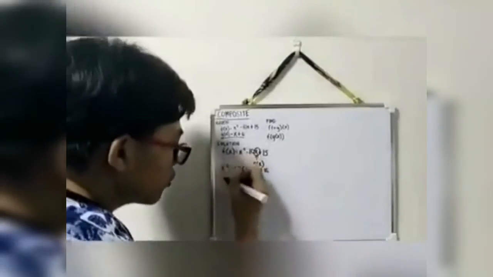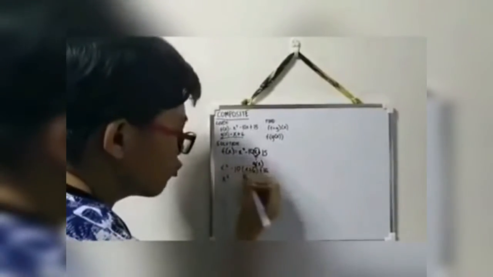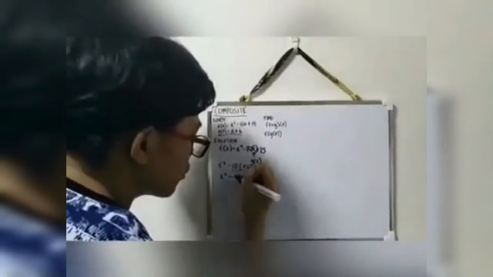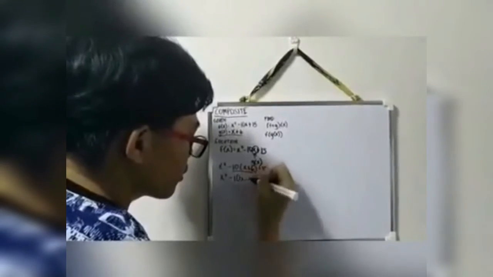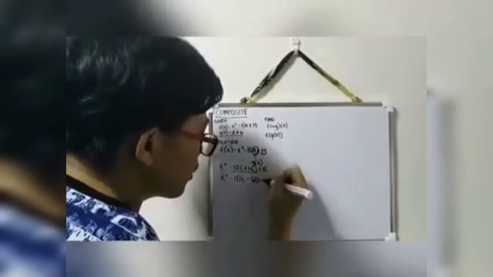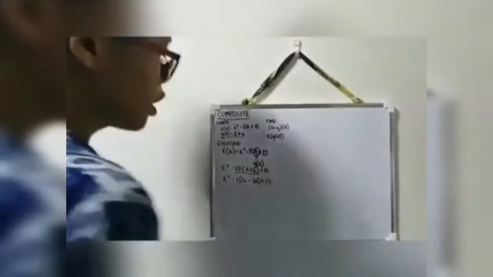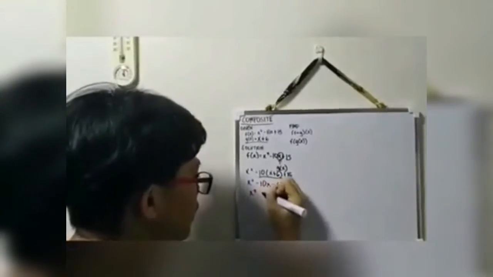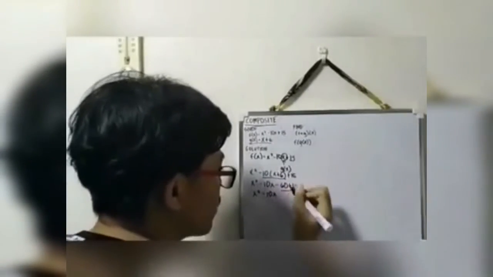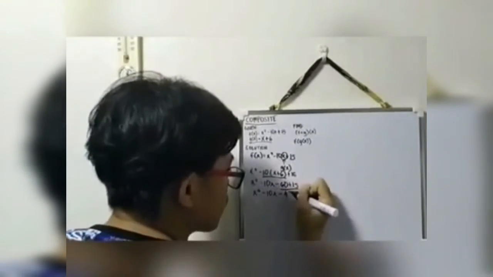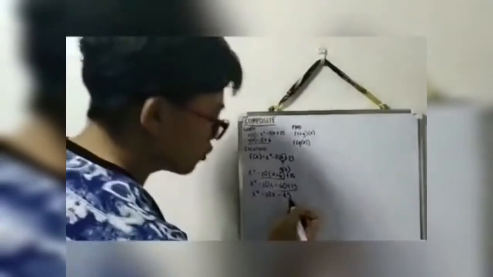Now, bring down x squared, then we will have to solve this. So, negative 10x, negative 60, then plus 15. Now, if there are similar terms, we also have to solve that too. We have to simplify. So, bring down minus 10x, then this is minus 45 or negative 45. So, here's our answer.